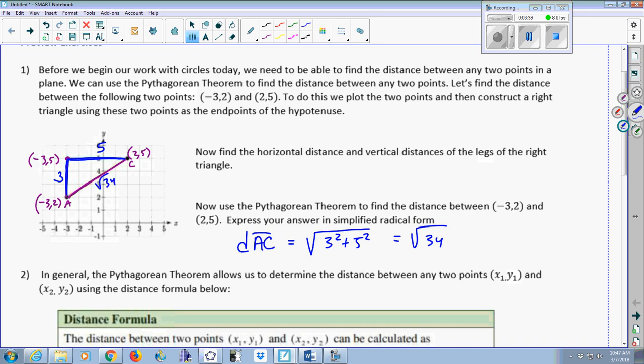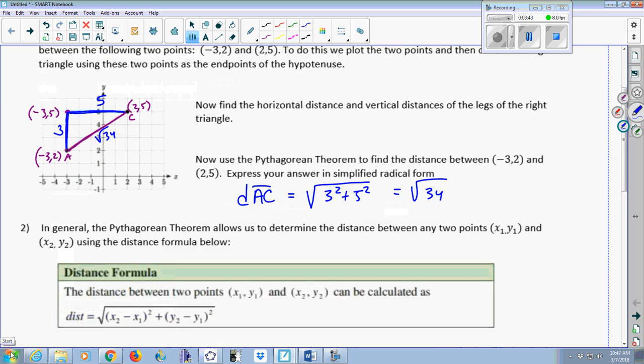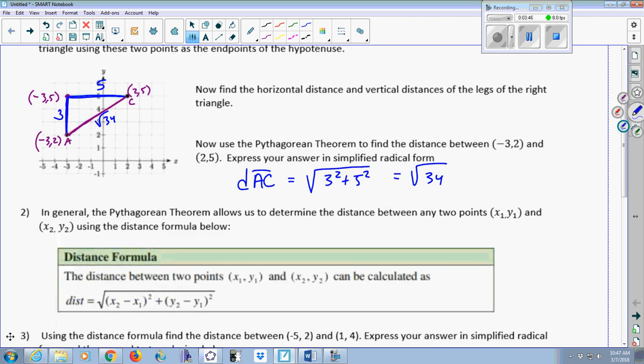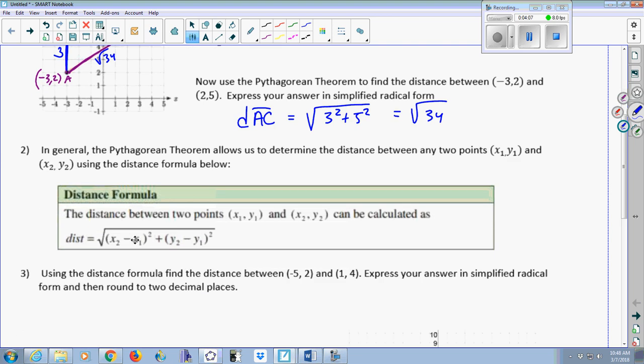That's the exact distance. Now, if I asked you for an estimate to two places, you would throw it in your calculator. Okay, so another way to get that is to look at the difference between your x's, 2 take away negative 3 is 5, square it, and 5 take away 2 is 3, and square it. So the Pythagorean theorem helps us to come up with the distance formula. So if you're trying to calculate the distance between any two points, you can use this distance formula right here. It's just the square root of the differences in the x coordinates squared, plus the differences in the y coordinates squared. And we get that from the Pythagorean theorem.